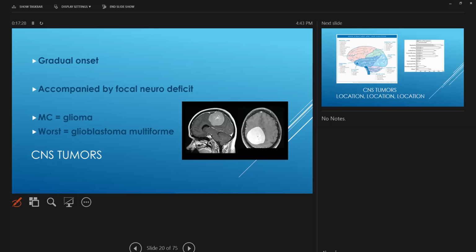So how does a central nervous system tumor present? Well, it's going to present with a gradual onset. And because it's connected to the brain and the rest of the neuro system, it may have some neuro deficits associated. So that's going to be specific for these CNS tumors. The most common CNS tumor is a glioma, and the worst is the glioblastoma multiforme.